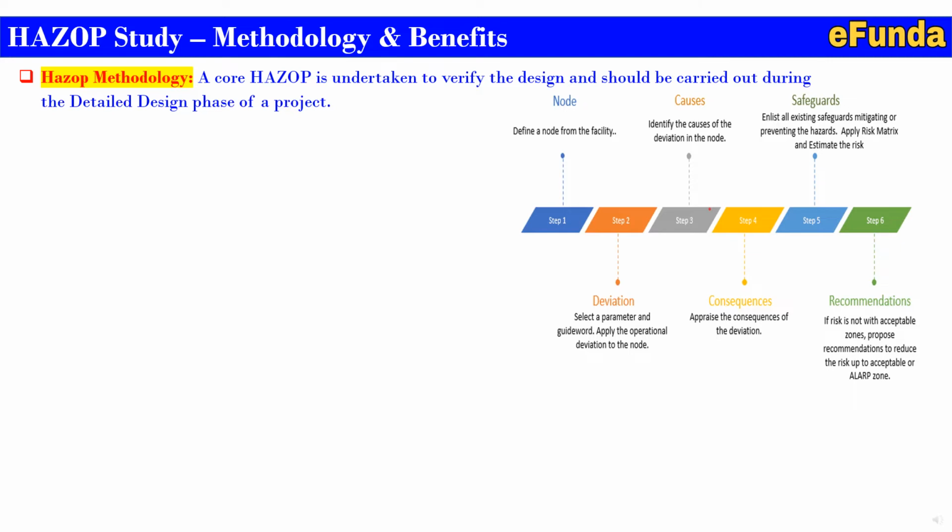Third step, causes: identify the causes of the deviation in the node. Fourth step, consequences: appraise the consequences of a deviation. Fifth step, safeguards: enlist all existing safeguards for mitigating or preventing the hazard, apply a risk matrix and estimate the risk. Step 6 is the recommendation. If risk is not within the acceptable zone, propose a recommendation to reduce the risk to the acceptable or alarm zone.